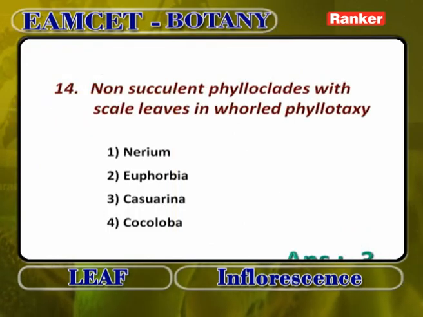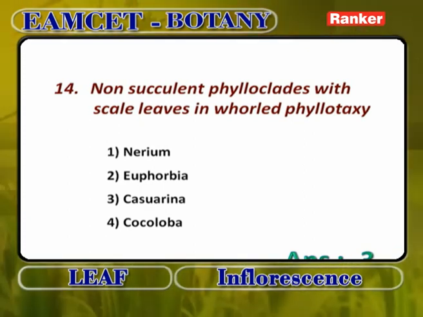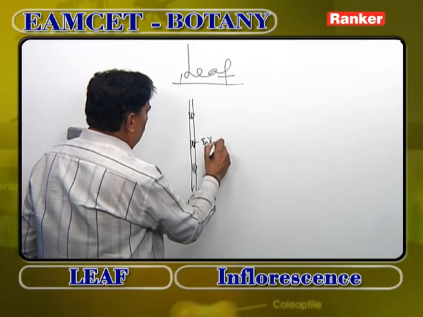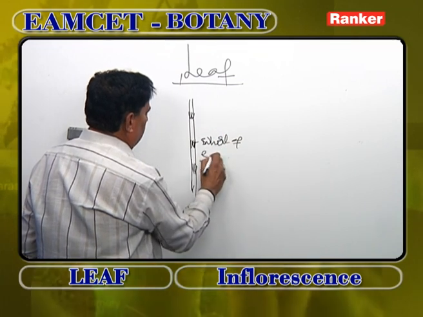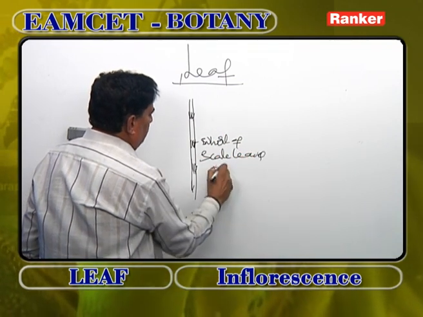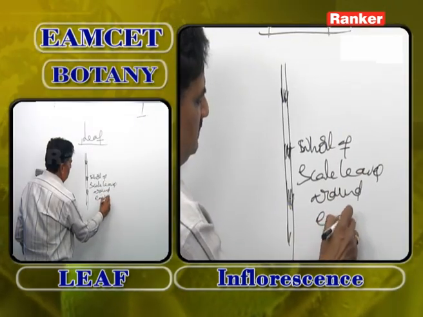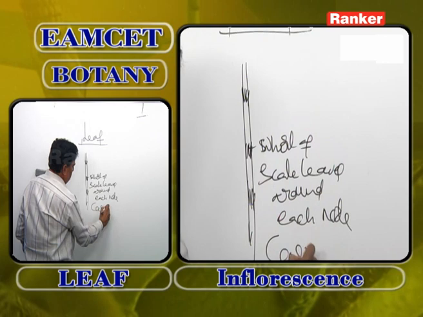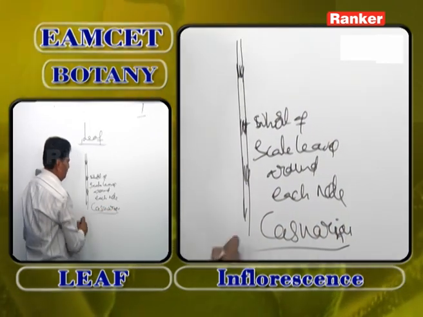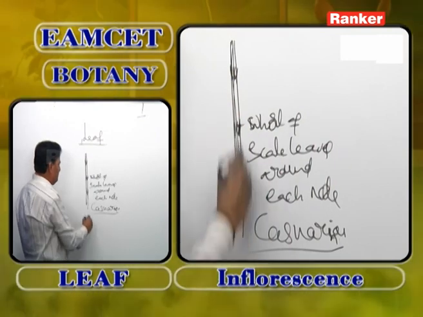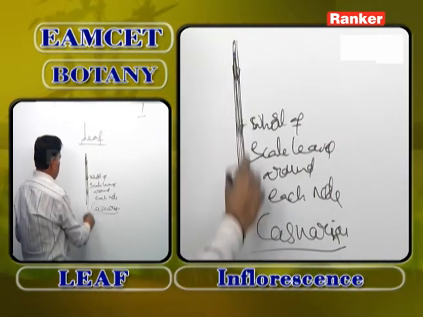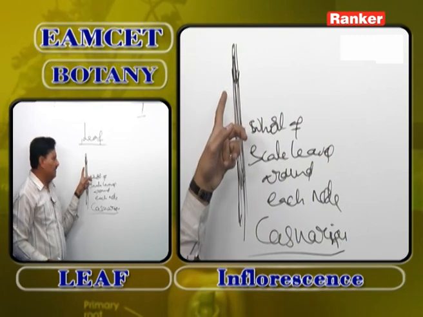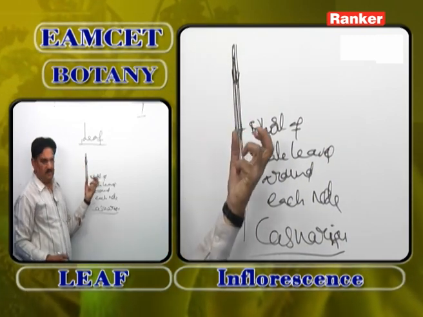Next, non-succulent phylloclads with scale leaves in whorl phyllotaxy. Non-succulent phylloclad means it does not store food material. It appears like a long needle-like structure, with a whorl of scale leaves around each node. A whorl of scale leaves around each node is Casuarina. So Casuarina shows long needle-like phylloclads. These are all non-succulent and do not store any food. Around each node you will find a circlet, a whorl, of scale leaves.